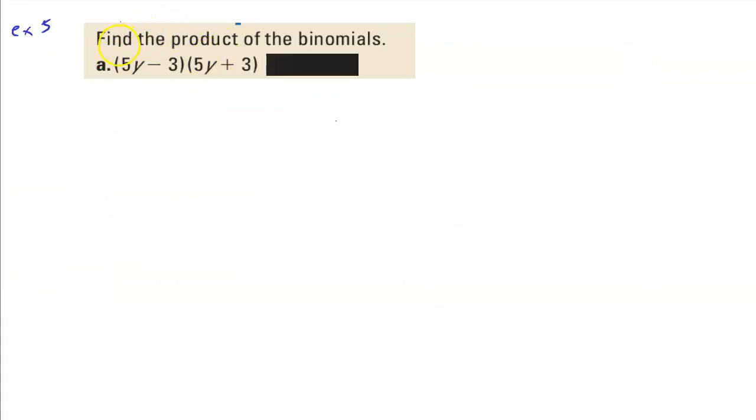So the first one is 5y minus 3 and 5y plus 3. It says find the product of these binomials. Multiply these polynomials. So we already know how to do this. We did this already. We can multiply these using the horizontal way, we could use a vertical method, we could even put them in a box method and get the answer. And if it were me, this problem would definitely be easy enough to just do by hand and multiply the traditional way.